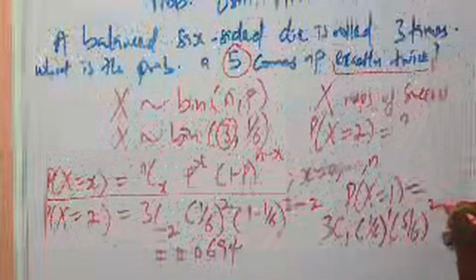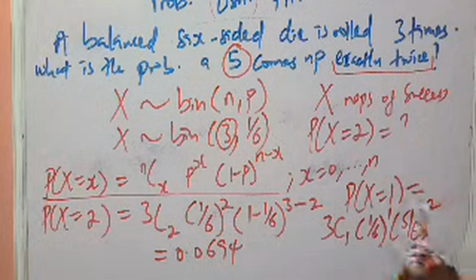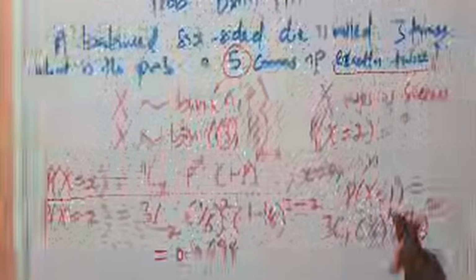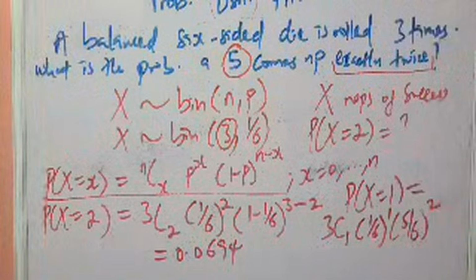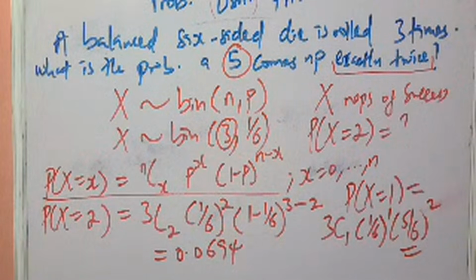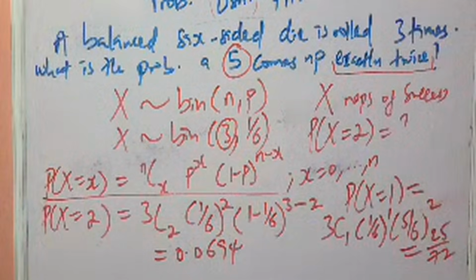So if you put this all in your calculator, what do you get? This is 25 over 36, that's 25 over 36 times. Then if you do all those, what do you get as your final answer? 25 over 72. So that's how you solve questions like this.